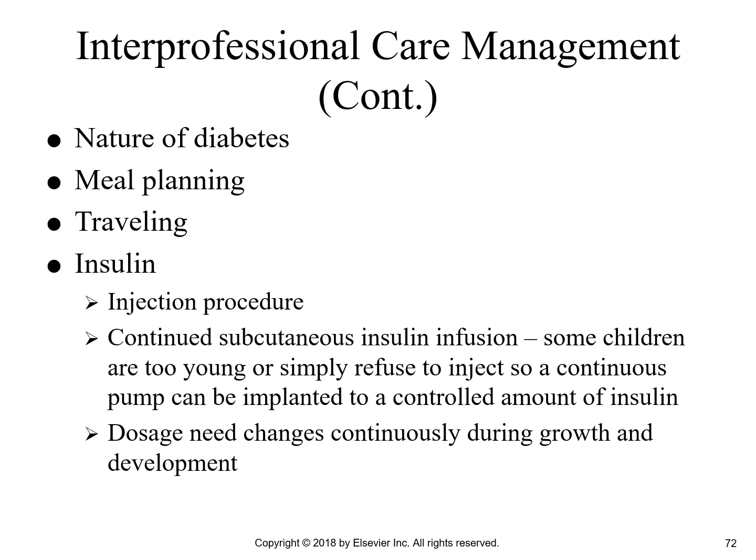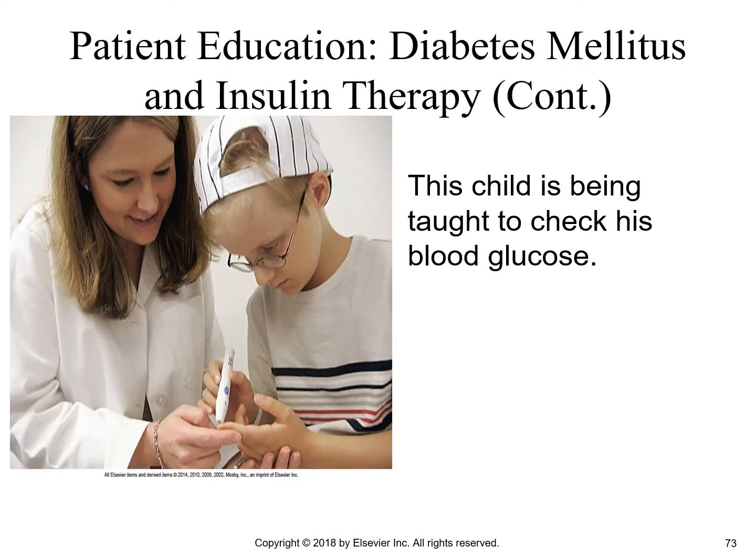The nature of diabetes is explained also in this chapter. Meal planning, traveling, insulin, injection procedure, and continuous subcutaneous insulin infusion for some children who are too young or simply refuse to inject themselves. So a continuous pump can be implanted, controlled electronically, to give the right amount of insulin. The dosage needs to change continuously during growth and development, so it's an ongoing process.